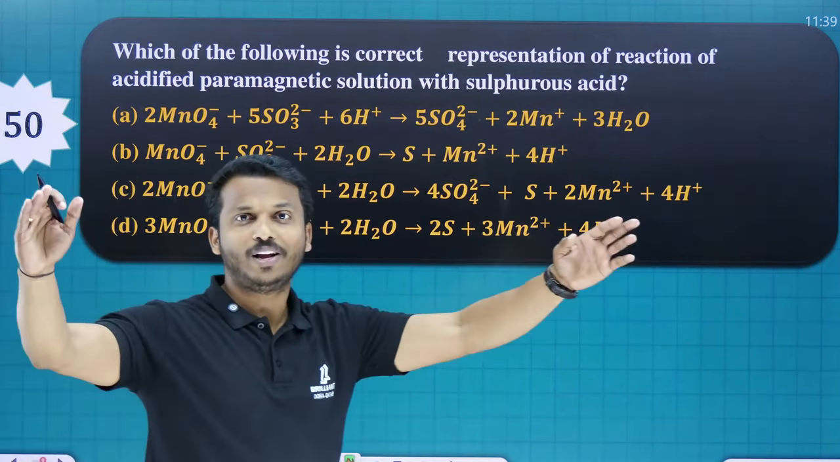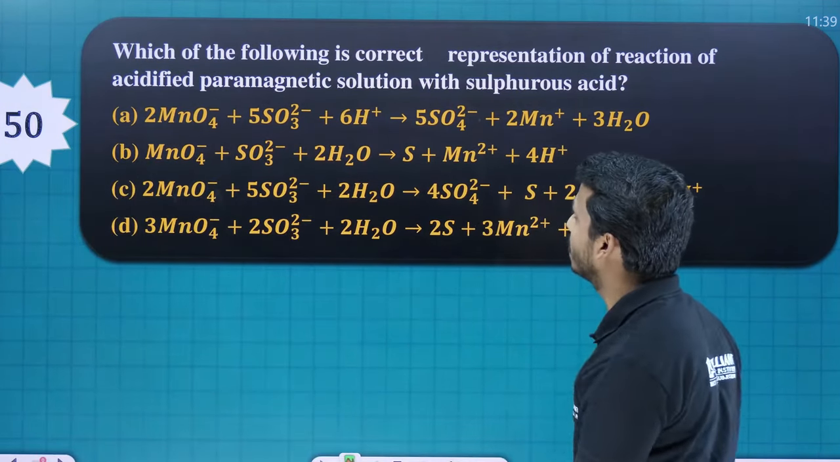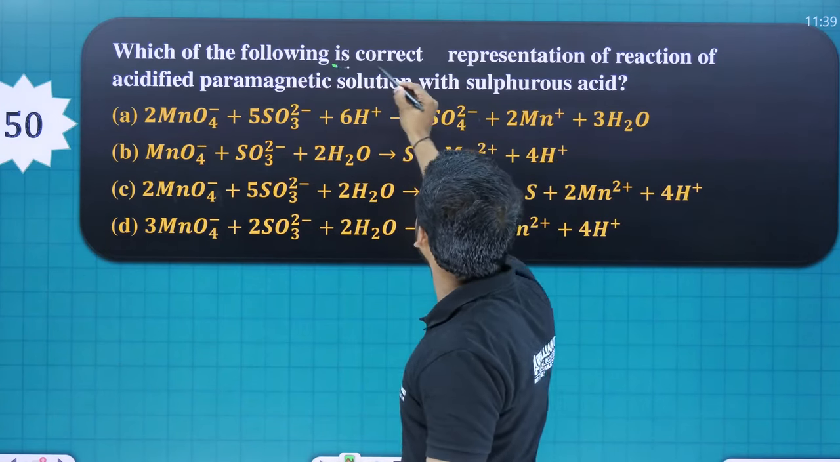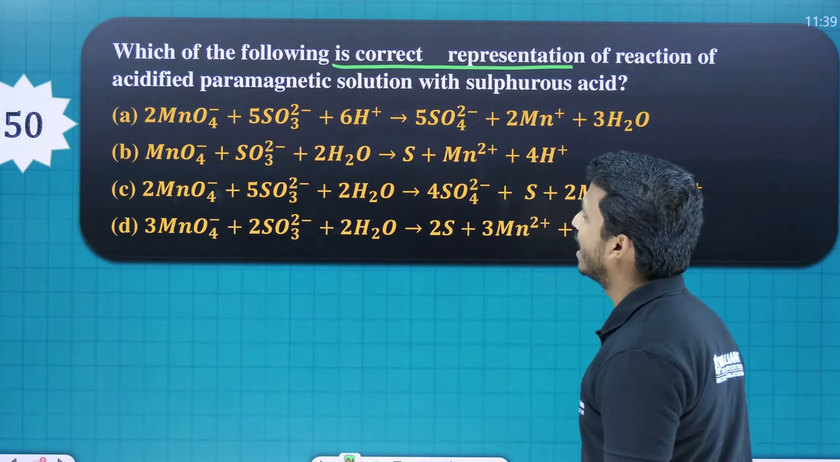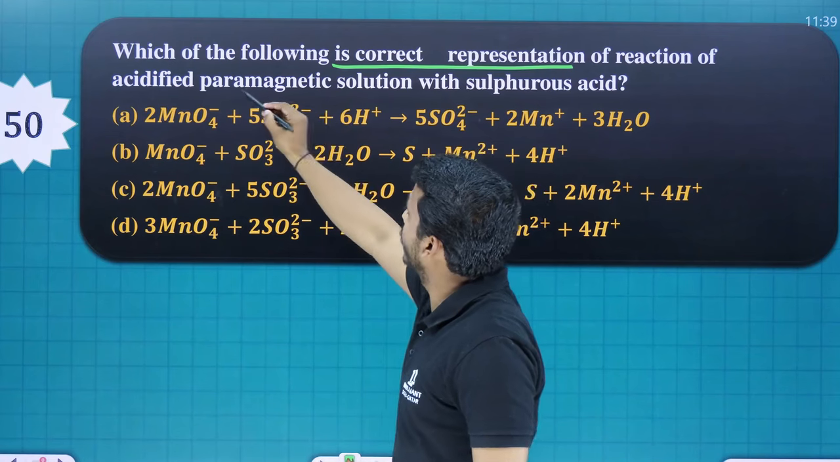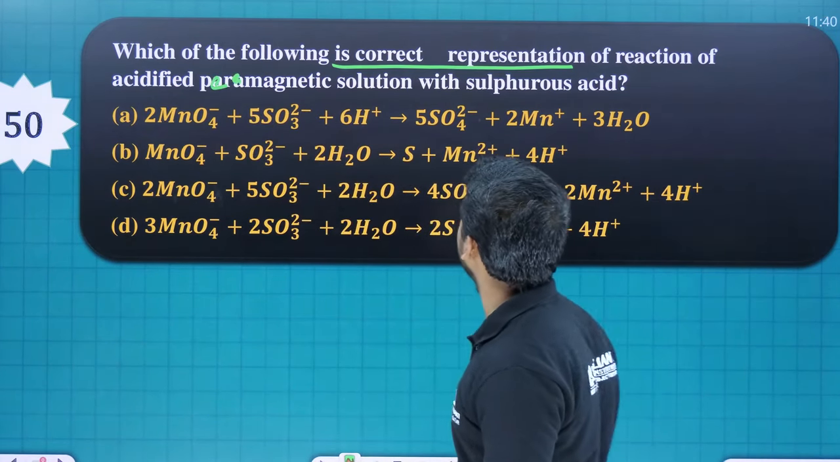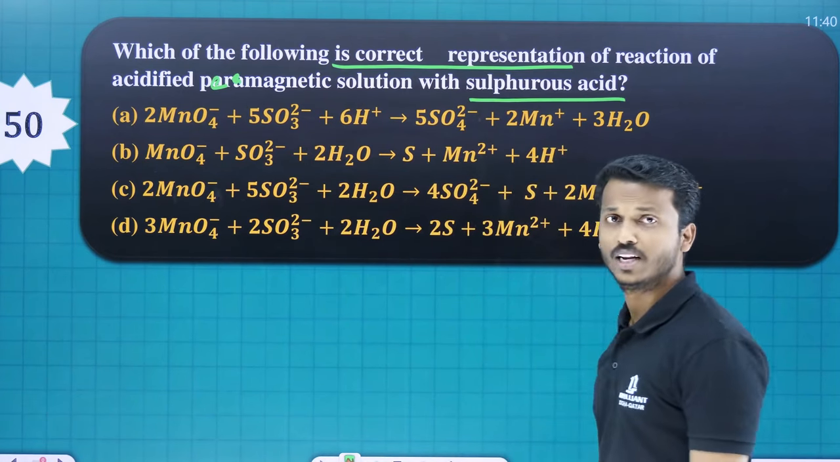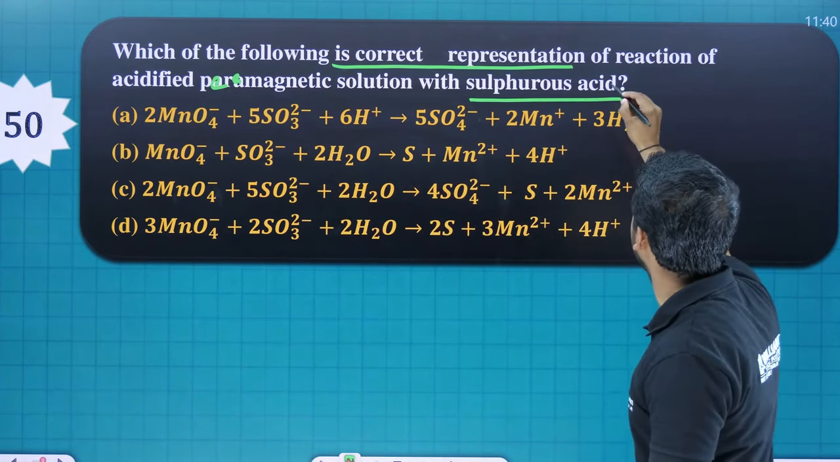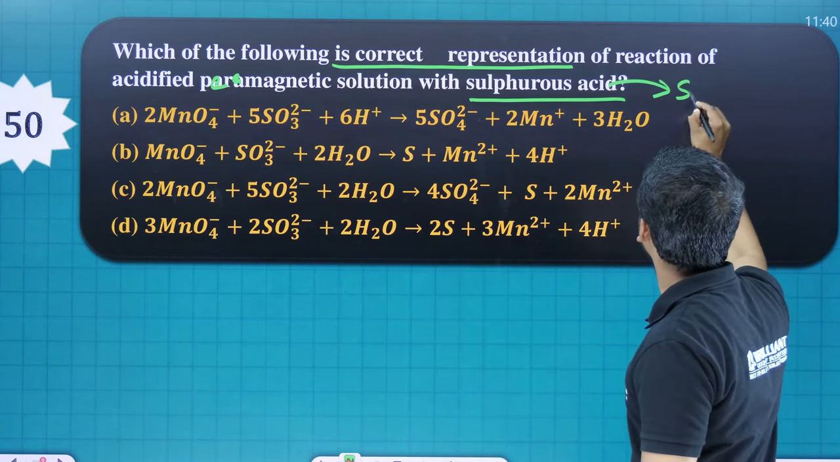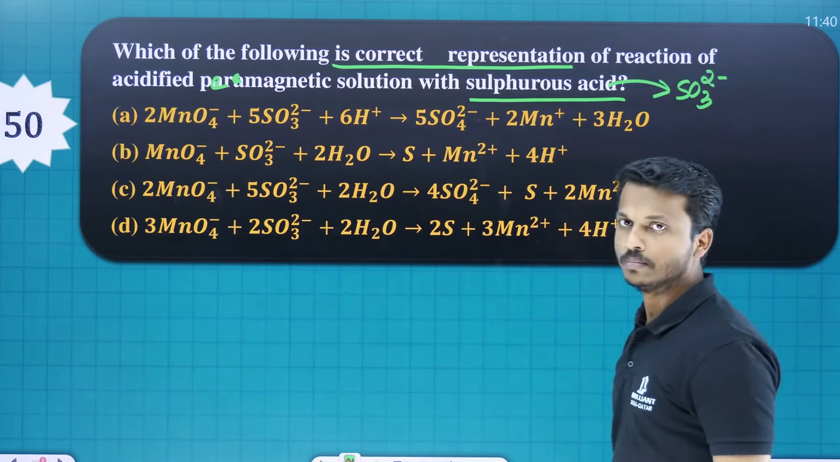Question number 50 for you all. We are going for the 50th question. Which of the following is the correct representation of acidified permanganate solution with sulfurous acid? You know what is sulfurous acid? The ion present is also called a sulfite. That is SO3 2 minus.